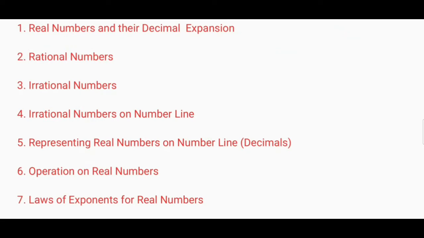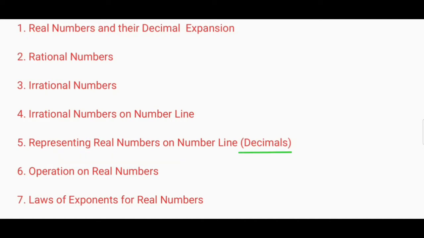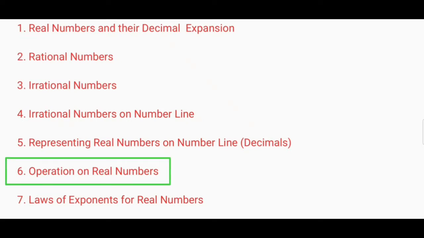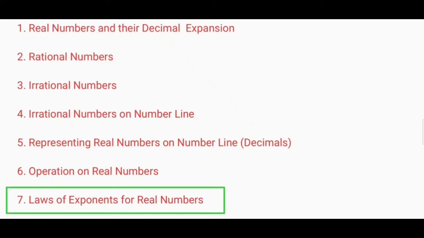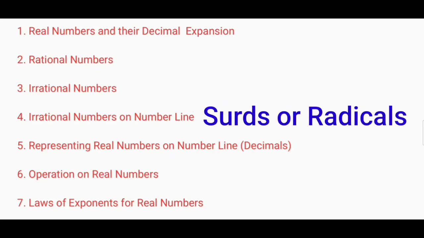In this lecture, before discussing rational numbers and irrational numbers, we will discuss real numbers and their decimal expansion. After that, we will discuss rational numbers, irrational numbers on the number line, representing real numbers on the number line, decimal form, operations on real numbers, and lastly, laws of exponents for real numbers. At the end of this video, we will also discuss surds or radicals. So do watch this video till the end.